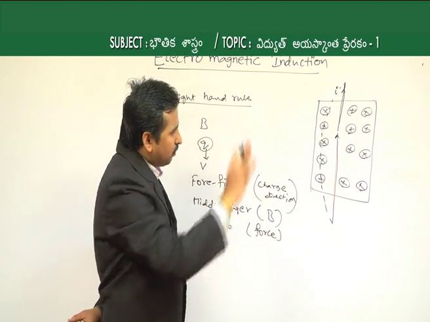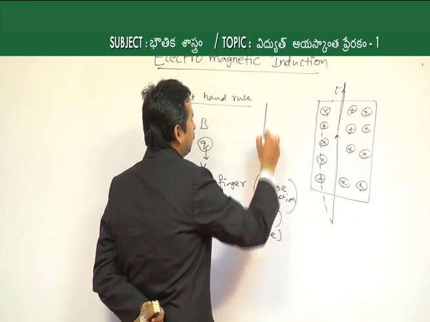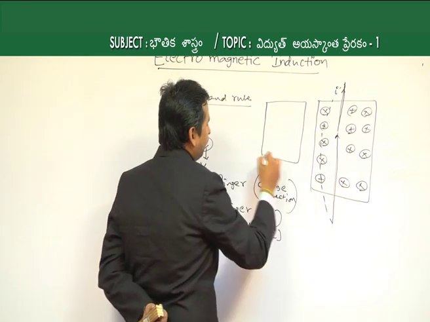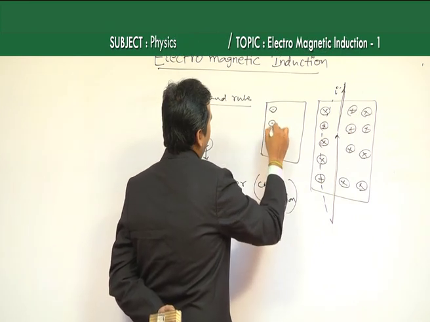For example, the same thing, if you take current directed out of the plane. Out of the plane we actually represent with a dot like this.